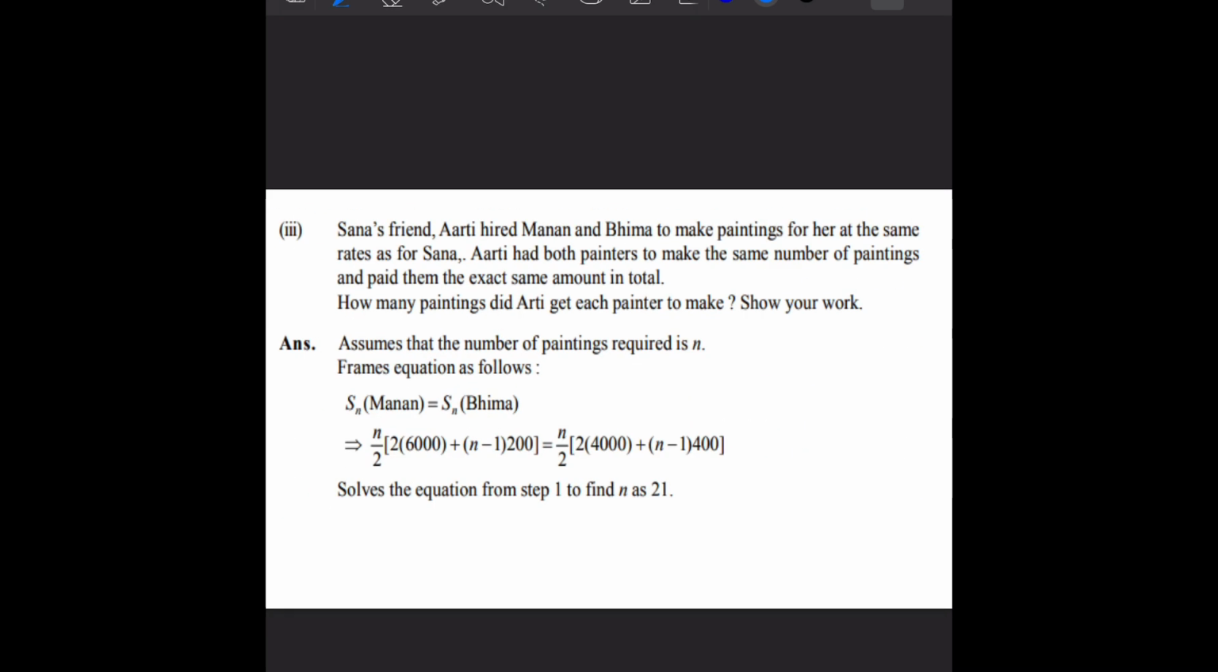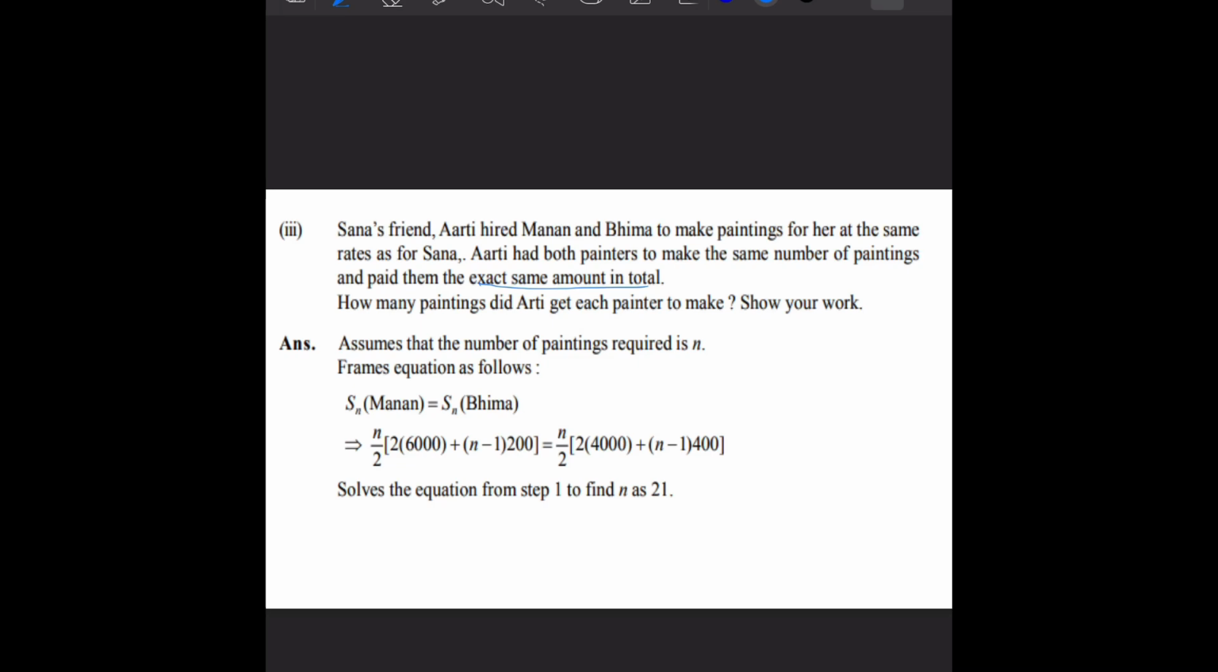Sana's friend Aarti hired Manan and Bhima to make paintings for her at the same rates as for Sana. Aarti hired both painters to make the same number of paintings and paid them exactly the same amount in total. How many paintings did Aarti get each painter to make? Show your work. What is the condition?